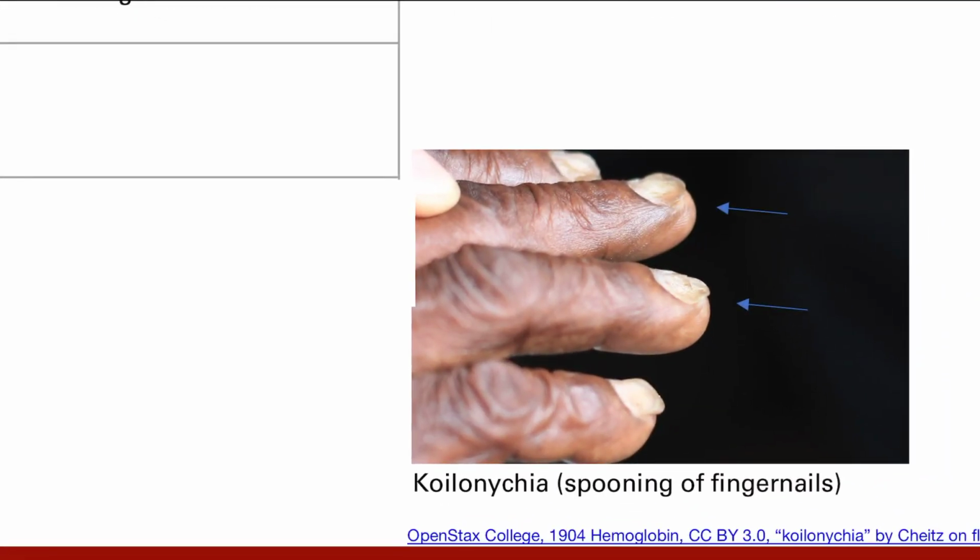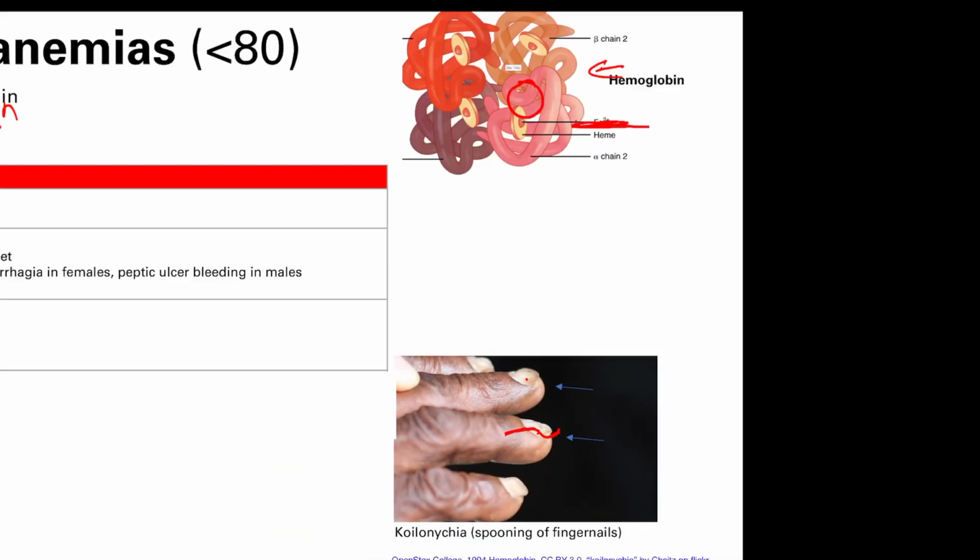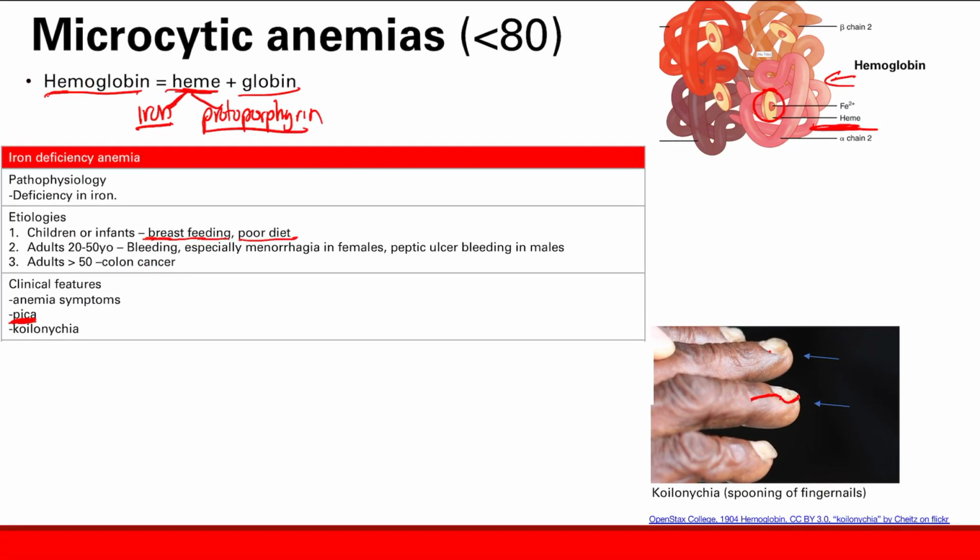So I'm going to zoom in here. You can see here it looks like a spoon. See that indentation, that dip? Think about that, that's a spoon right there, a spooning of the fingernails. So that's also characteristic of iron deficiency anemia. So anemia symptoms, pica is very characteristic, koilonychia is very characteristic.